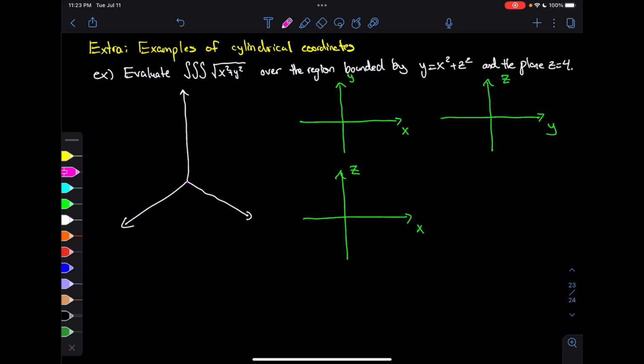So as I promised, I'm going to do an example, actually two examples, that involve using cylindrical coordinates and kind of demonstrating the power that they have.